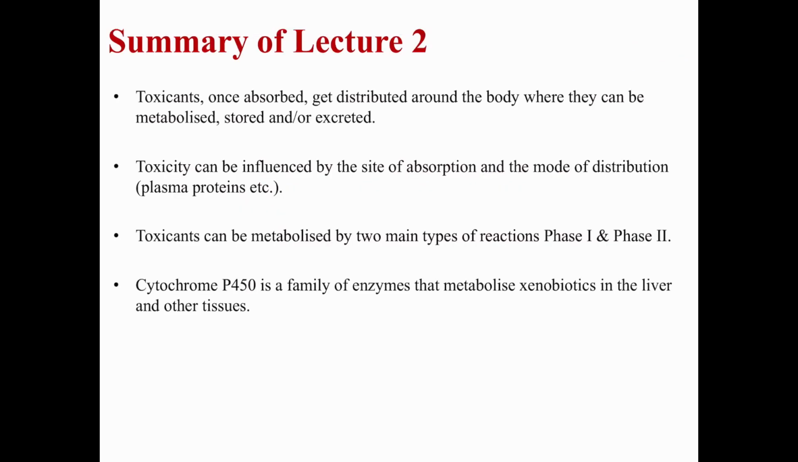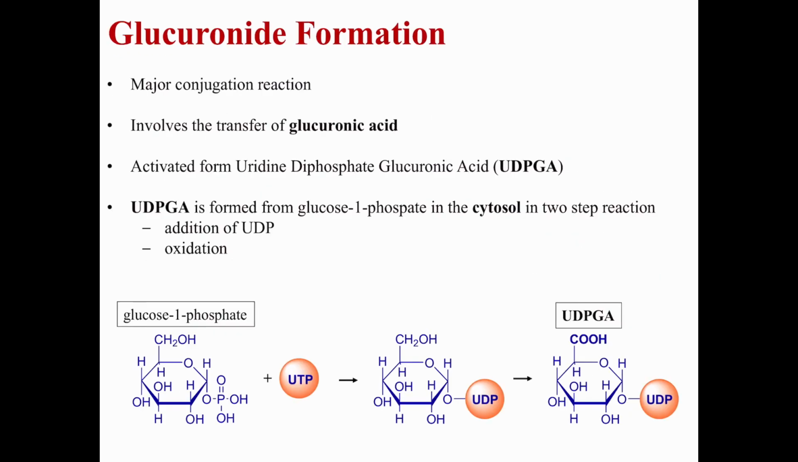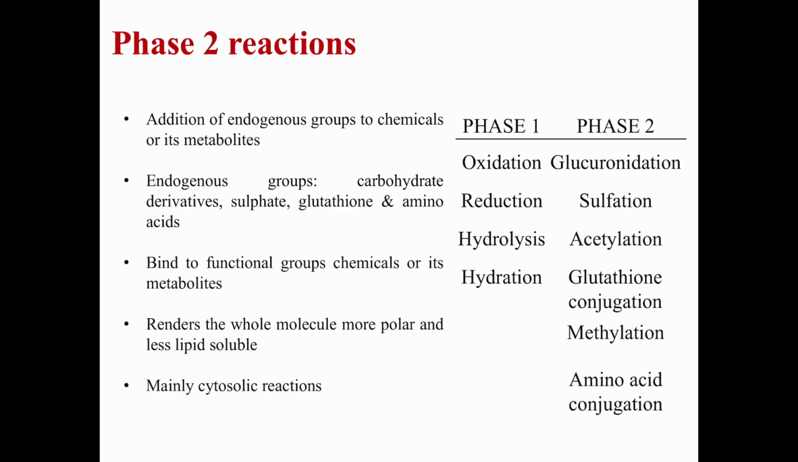Continuing on from the last lecture, we will now discuss phase 2 metabolic reactions. As we said previously, these involve addition of endogenous groups to chemicals or its metabolites. Endogenous groups include carbohydrate derivatives, sulfate, glutathione, and amino acids. They bind to functional group chemicals or its metabolites.